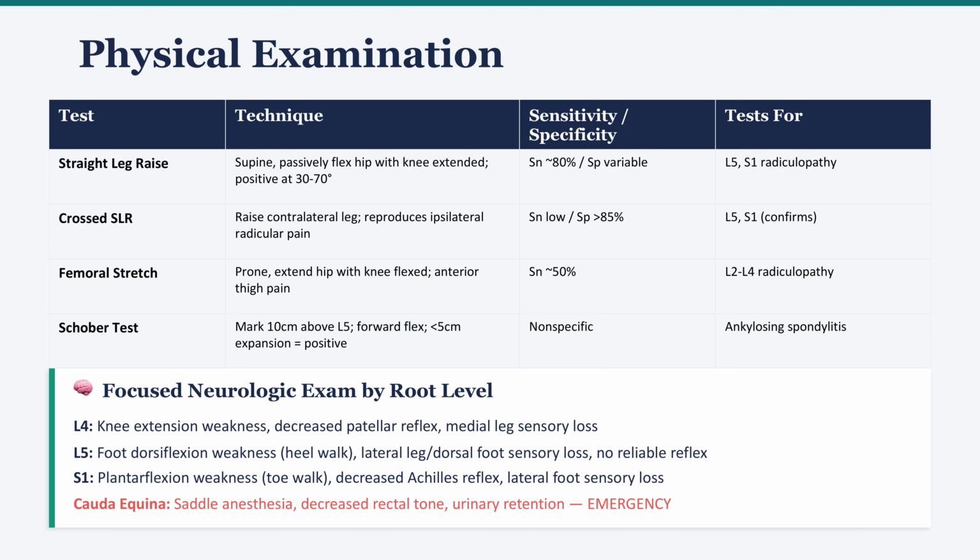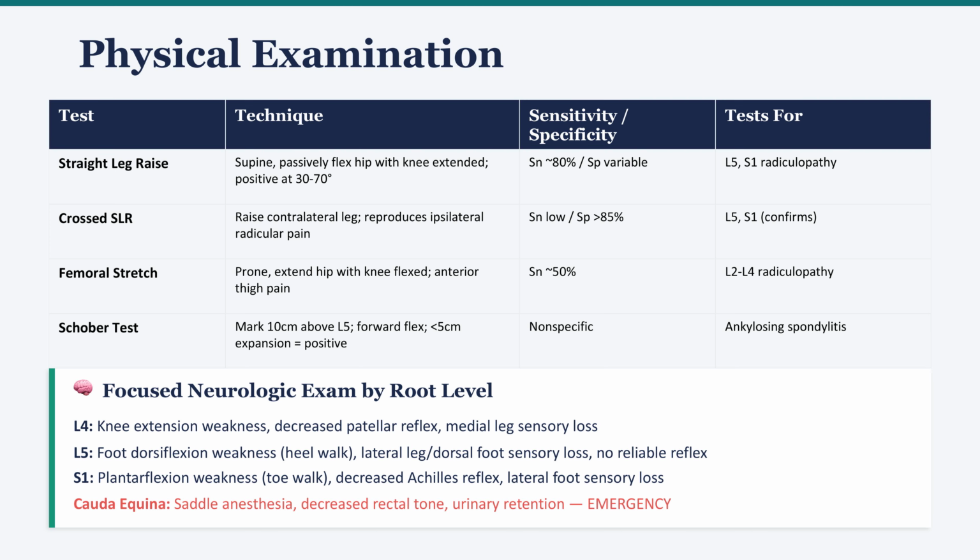The neurologic exam should be organized by nerve root level. For L4, test knee extension strength and the patellar reflex, and check for medial leg sensory loss. For L5, test foot dorsiflexion and great toe extension. A patient who cannot heel walk likely has an L5 radiculopathy, and there is no reliable reflex for this level. For S1, test plantar flexion strength and the Achilles reflex. A patient who cannot toe walk likely has S1 involvement.